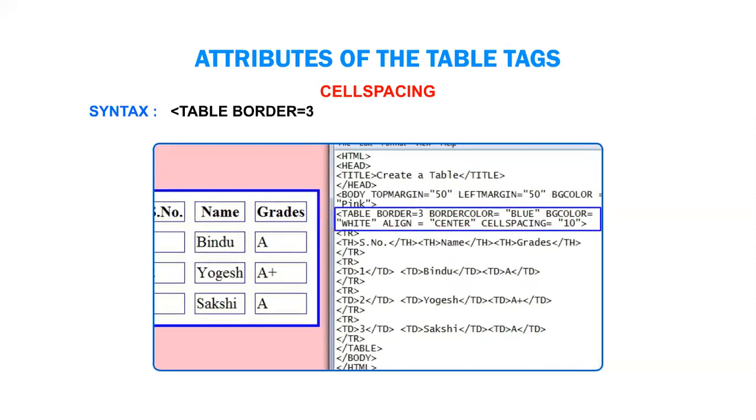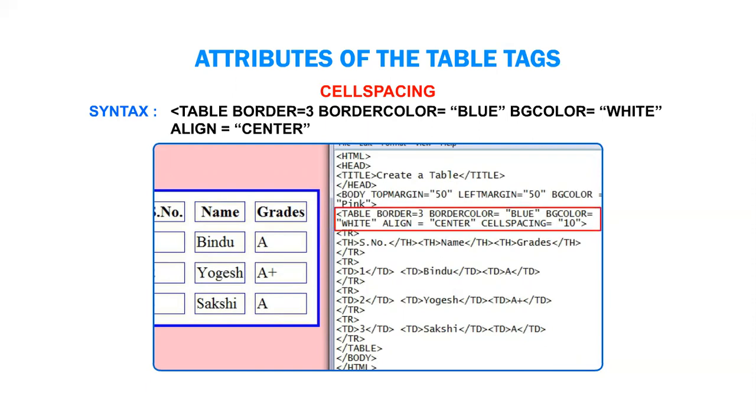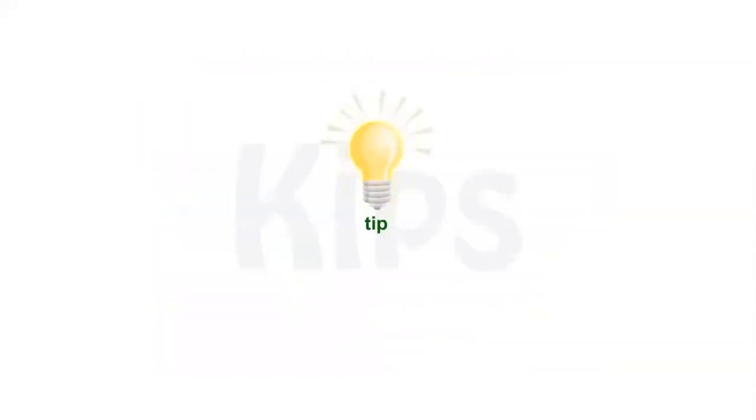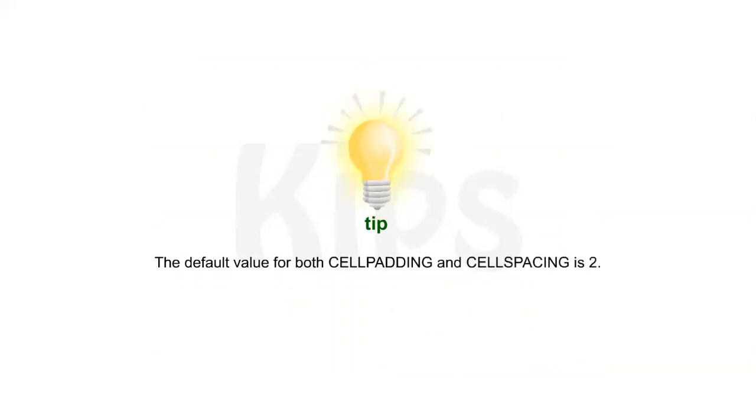Syntax: <table border="3" bordercolor="blue" bgcolor="white" align="center" cellspacing="10">. Okay, students, let us share an important tip. The default value for both cell padding and cell spacing is 2.